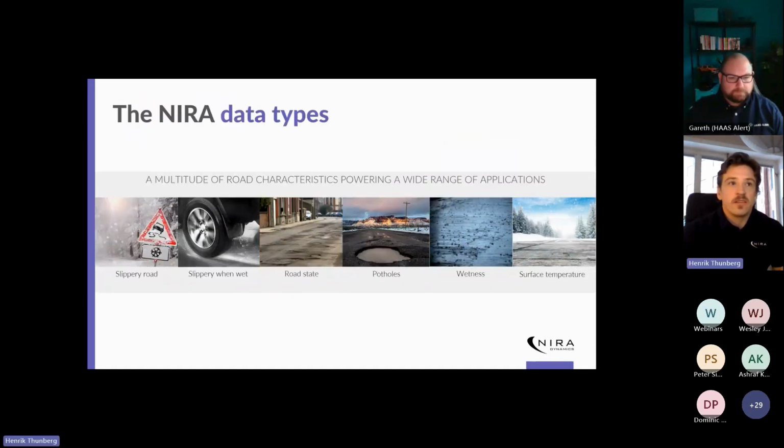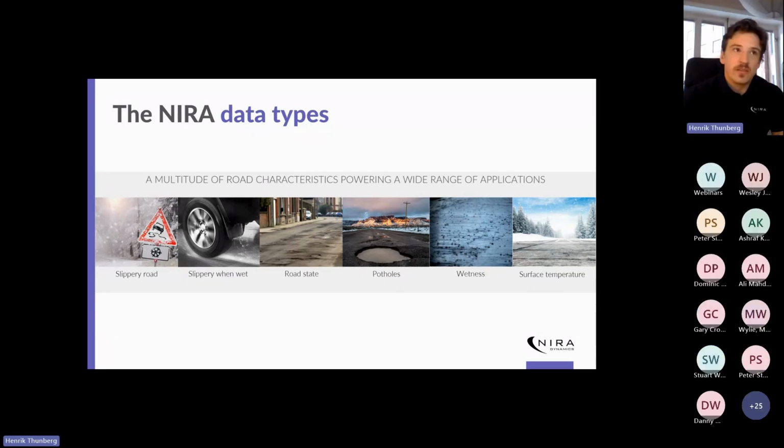The products that are created, I think I mentioned a couple of these during the previous slides, but it's slippery road, so that's in the winter. We have slippery when wet, so basically detecting areas that are prone to hydroplaning, and then road state, which is based on the IRI index, so it's a comfort index. Potholes, which is pretty self-explanatory. You can point out a potential pothole with a GPS coordinate. Wetness of the road surface, so that could be used to detect places where the drainage is not working properly, as well as the surface temperature of the road surface.